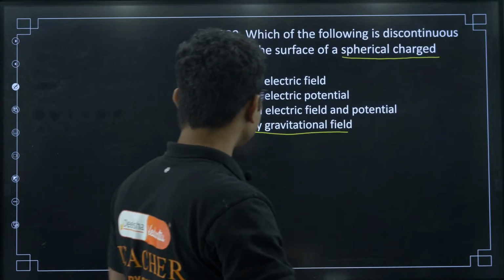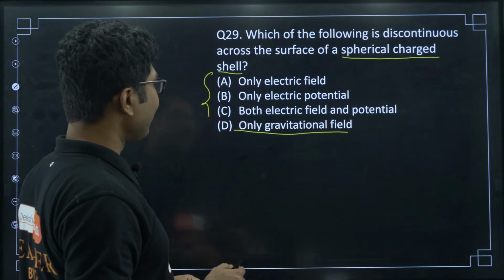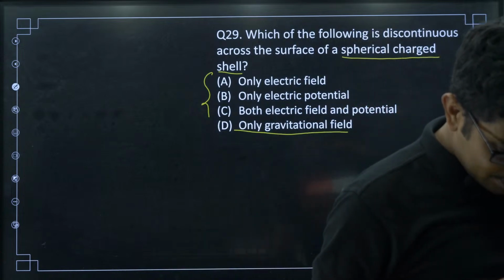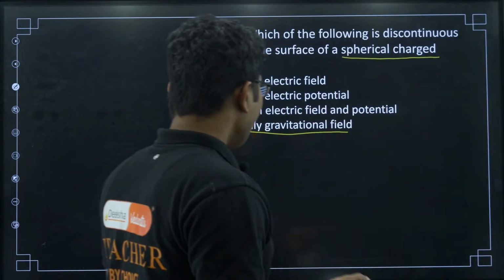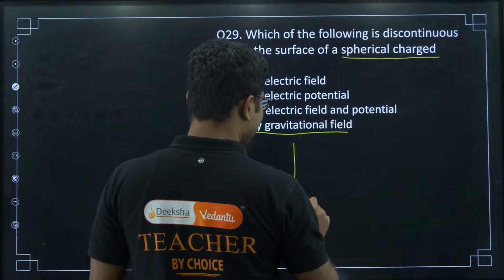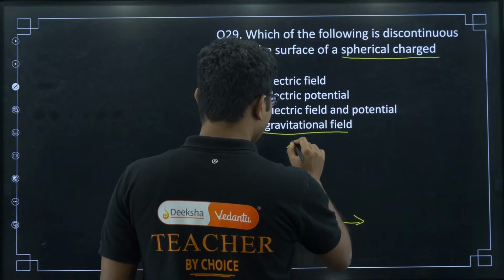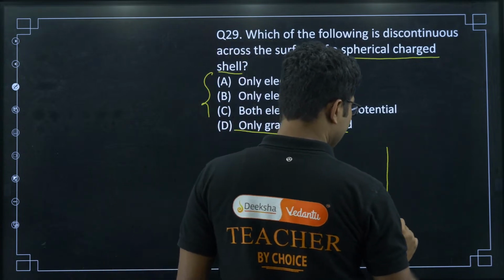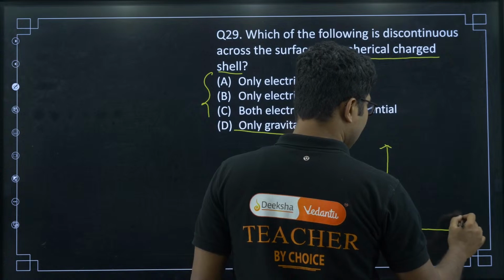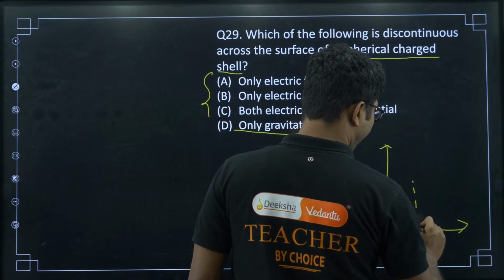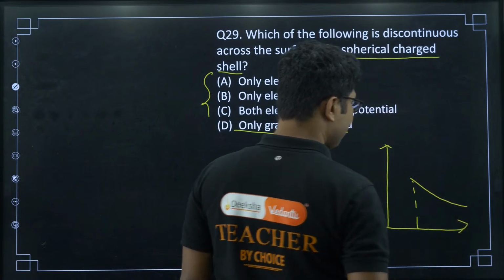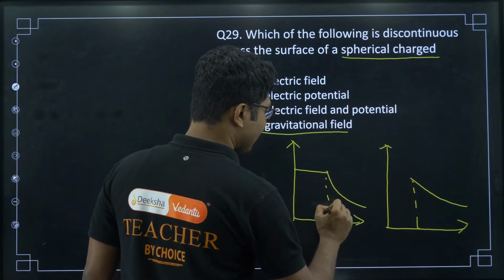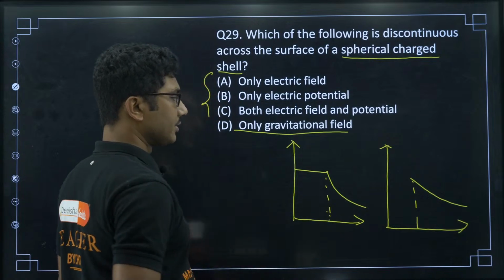29C, Varija is fast now: both electric field and potential. Think. Pratima is also saying both. So, let me give you the graphs you just saw. This is for the electric potential and this is for the electric field. Now, you tell me which one has continuity and which one is not continuous.